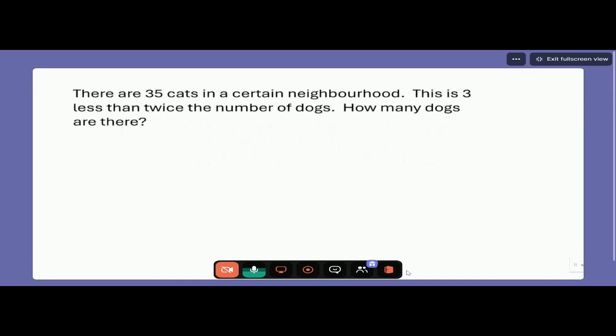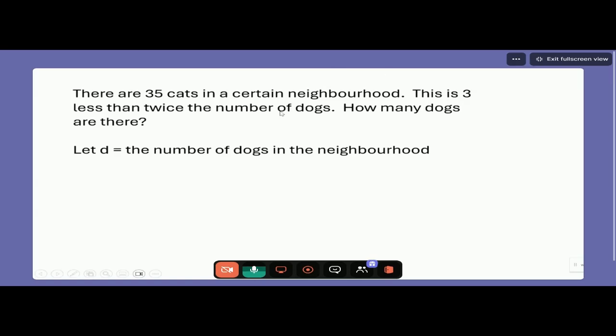So first one, there are 35 cats in a certain neighborhood. This is 3 less than twice the number of dogs. How many dogs are there? Okay, so let's define a variable first. How many dogs are there? Well, that's the thing we're trying to find. It would make sense to use a D, so let's let D equal the number of dogs in the neighborhood, the thing we're trying to find.